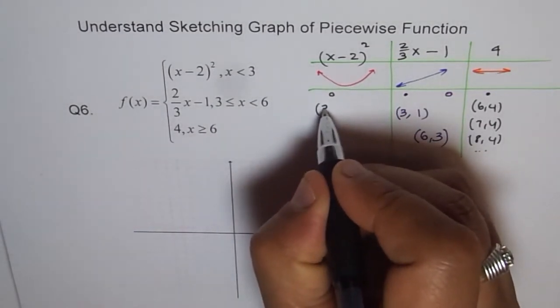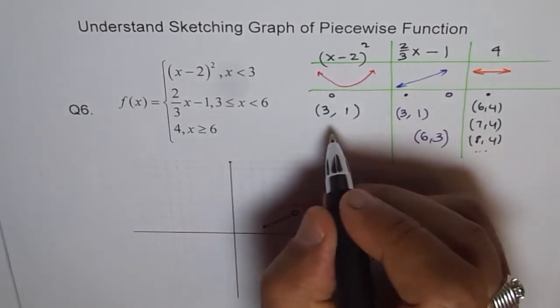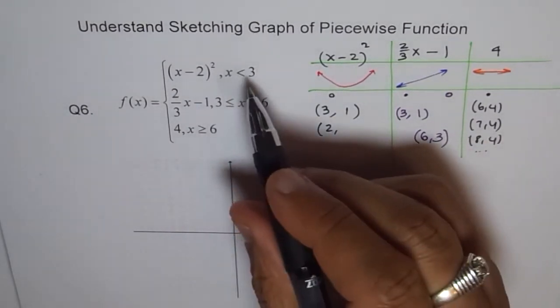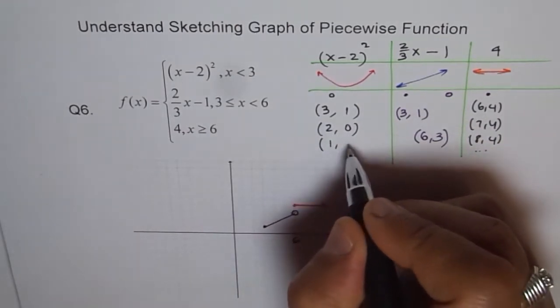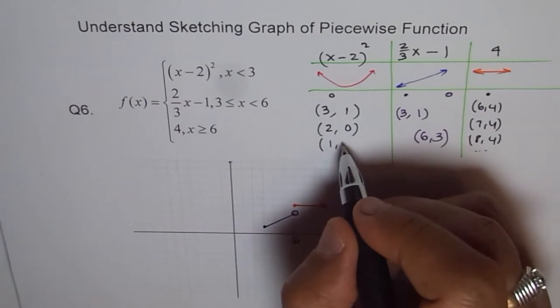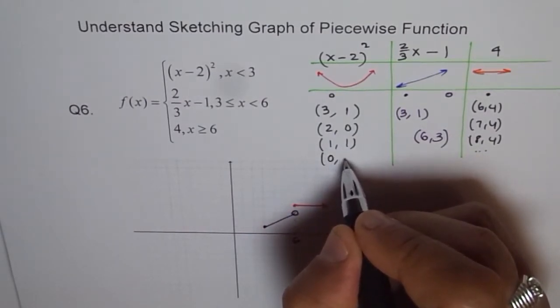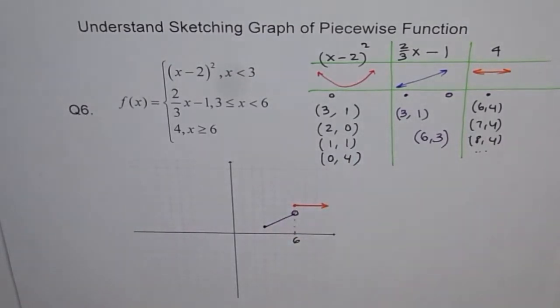So if I put 3 here, 3 minus 2 is 1, 1 squared is 1, right? So I got this point. Left side means I can put 2 now. 2 minus 2 is 0 and 0 squared is 0, and then 1. 1 minus 2 is negative 1, squared is 1, correct? And then 0. 0 minus 2 squared is 4. We got these points. Let's try to see if we have some.